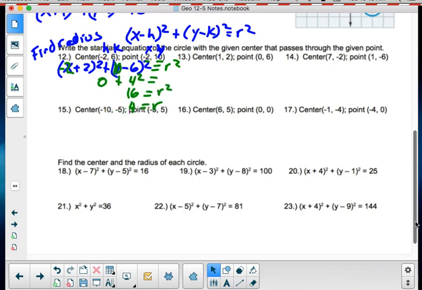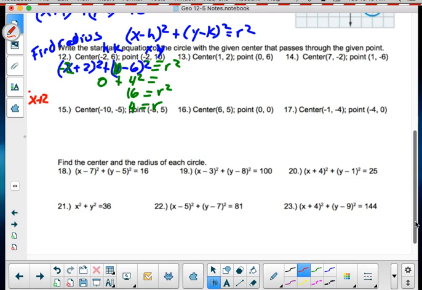I'm just going to reorganize this stuff, and my equation becomes (x + 2) squared plus (y − 6) squared is equal to 16. So that's my equation I'm supposed to find, and that's how I find my radius. So let's find the radius again.